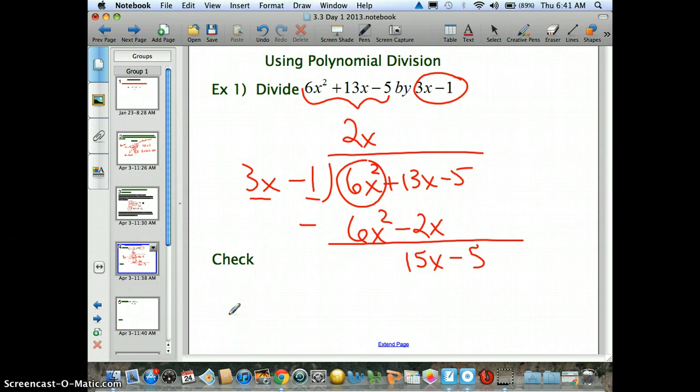Now we're looking for something we multiply this first term again, the 3x, by to get 15x. Notice that that is a positive 5, okay? So then we multiply through again. 5 times 3x is 15x, and 5 times negative 1 is negative 5. And of course, we always subtract after we do that multiplication. Notice this is 0, so our remainder is 0. Okay? It's possible that you have a remainder of 0. It's possible that your remainder is some other polynomial other than 0.